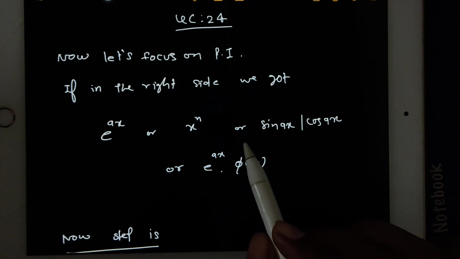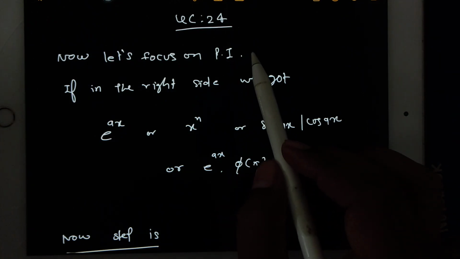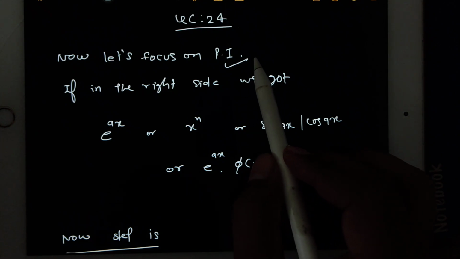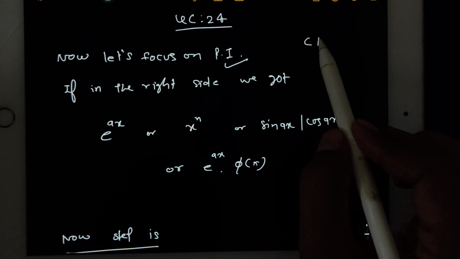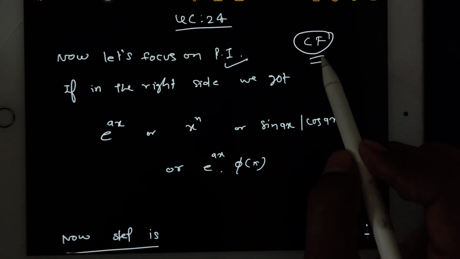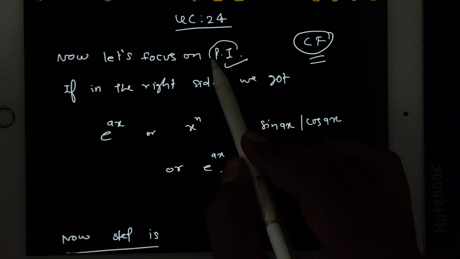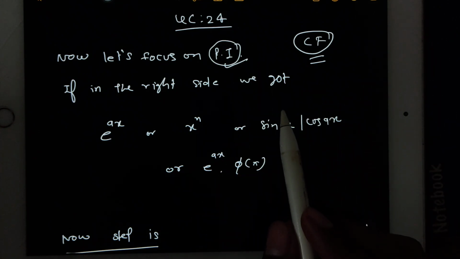So this is lecture 24, and in this lecture 24 we are going to understand the concept of PI, particular integral. In lecture 23 we practiced some questions for CF, and whatever we are doing for CF, that is enough. Now let's go for particular integral. How will you deal with particular integral?